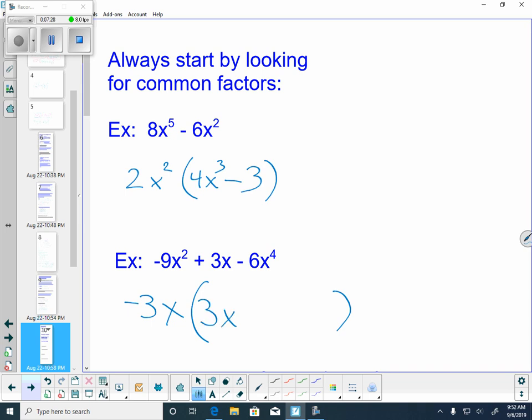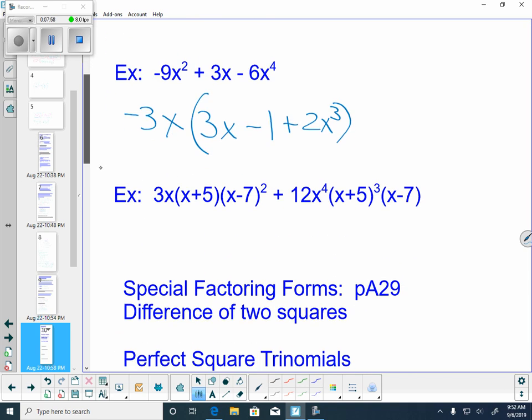All right, and then what? Plus negative. No, wait. Plus. All right, minus 1. Do people agree with that? So negative 3x times a negative 1 is going to give you positive 3x. And then negative 3x times what gives me a negative 6x to the 4th? Plus 2x cubed. Is everybody okay with this? All right. I don't think we can factor this any further, so I would just leave it like that.